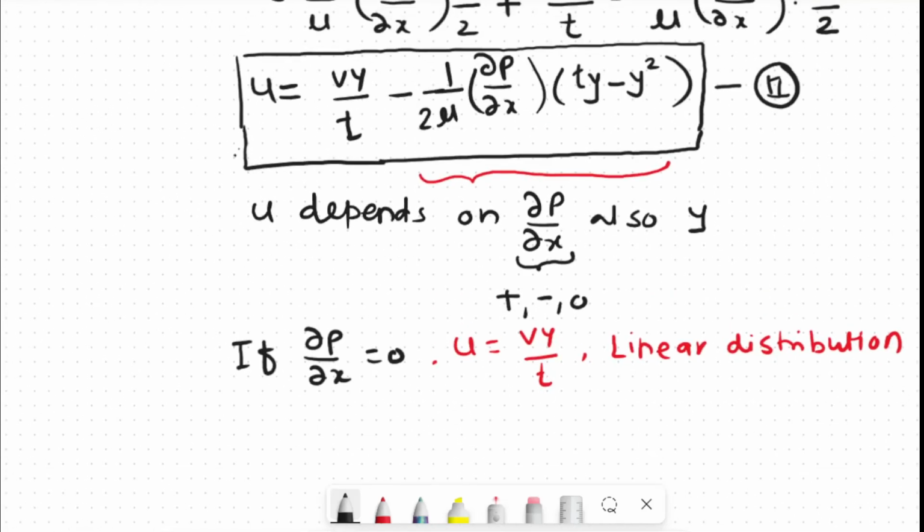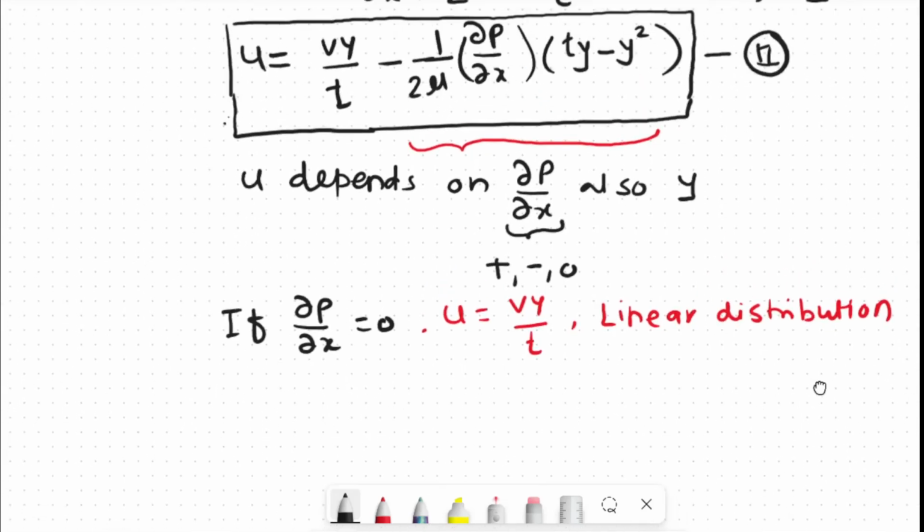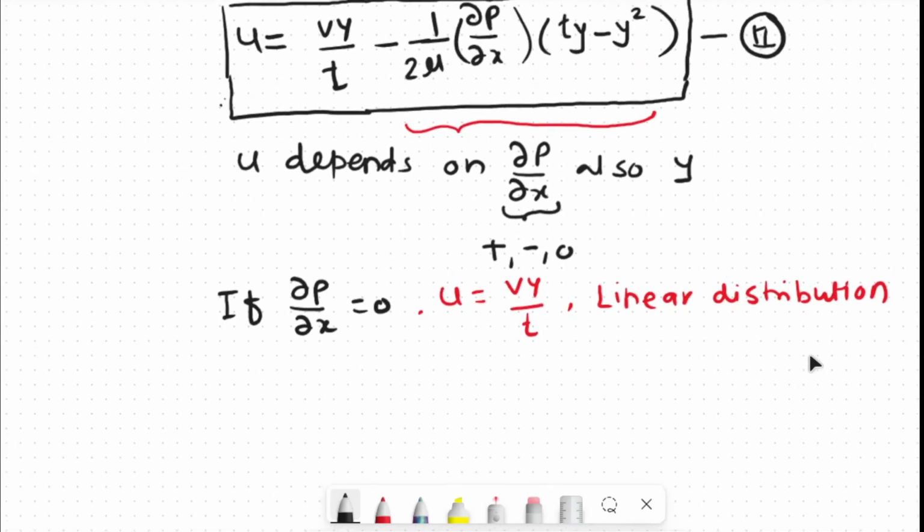Now friends, for this case, we can find out the values of u between these two plates at various locations, putting the value of y equal to 0, y equal to t by 2, and y equal to t. Okay, so now, friends, let us go to the next part, to find out the shear stress.